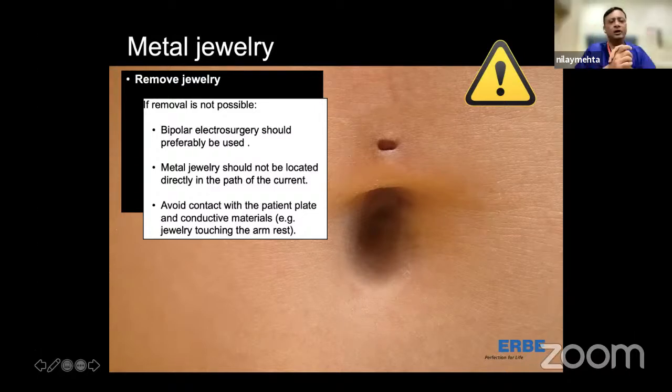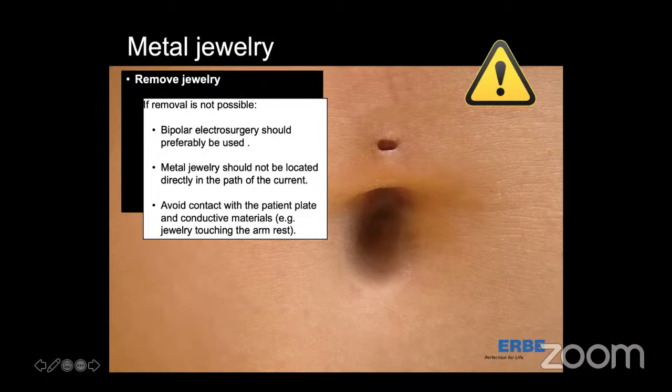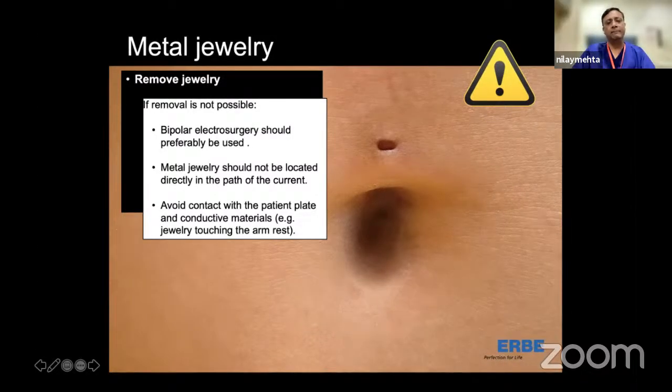For bipolar current it is fine, but for monopolar current, because it will travel through all these routes, we should take care of it. And always, as Prakash said, inquire about the pacemaker and contact the pacemaker company, because they will come and change the mode. Without that, if you use it, there will be a pacemaker malfunction and you can have problems during the procedure.